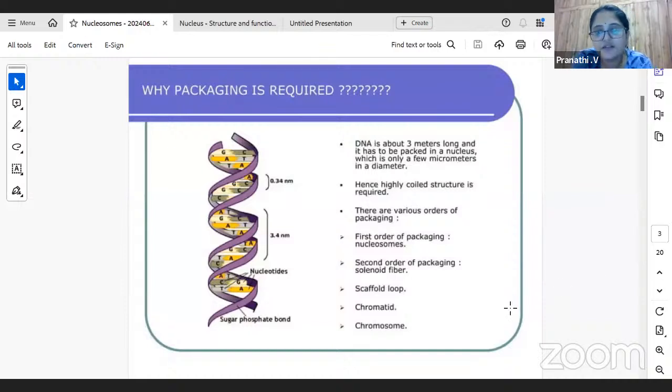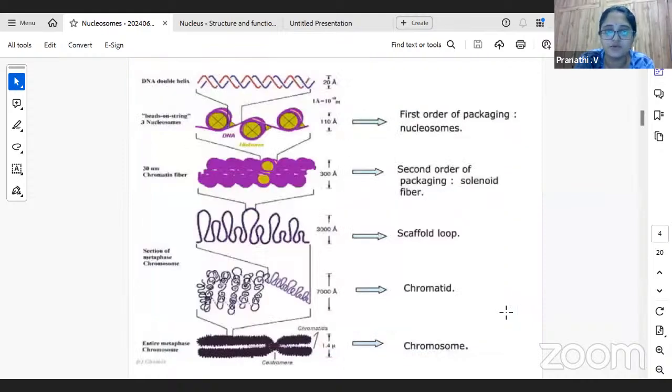Now, again, different types of packaging: first order, second order, scaffold loop, chromatid, chromosomes. You have seen this is the DNA double helix, 20 angstroms, then beads on a string type of nucleosomes. So this is the first order of packaging into nucleosomes. This is around 110 angstroms.